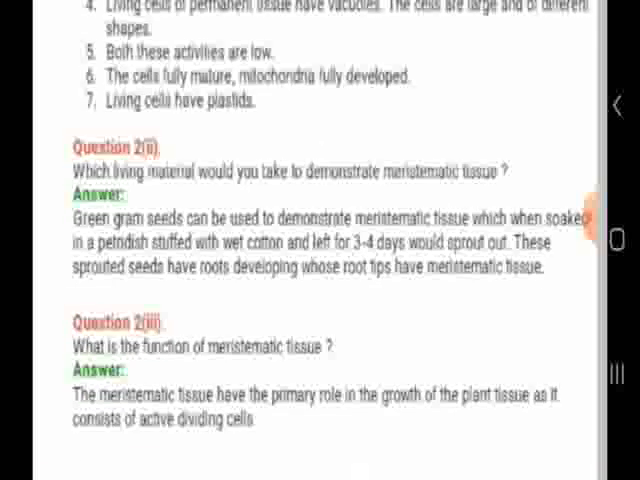Next question: which living material would you take to demonstrate meristematic tissue? Green gram seeds can be used for demonstrating meristematic tissue. When we soak them in a petri dish stuffed with wet cotton and leave it for 3 to 4 days, they sprout, and these sprouted seeds have roots developing whose root tips have meristematic tissues. As you know, the root tips are the meristematic tissue, so we can say green gram seeds.